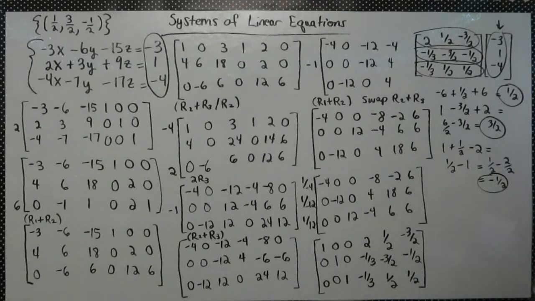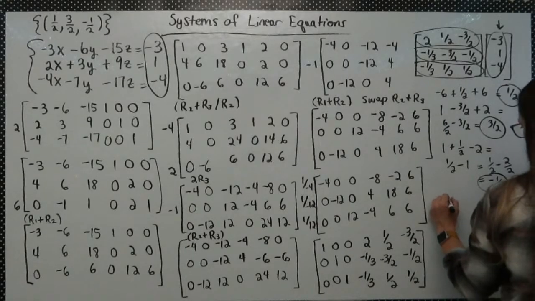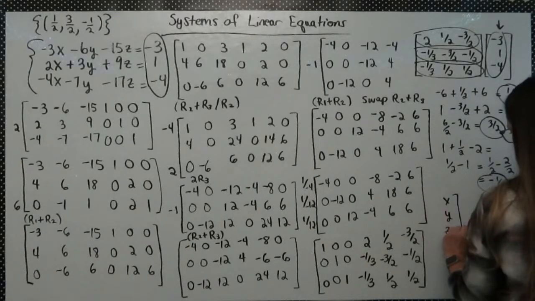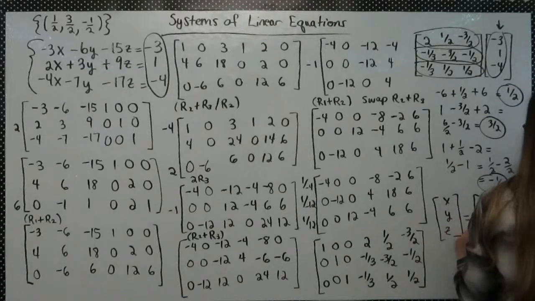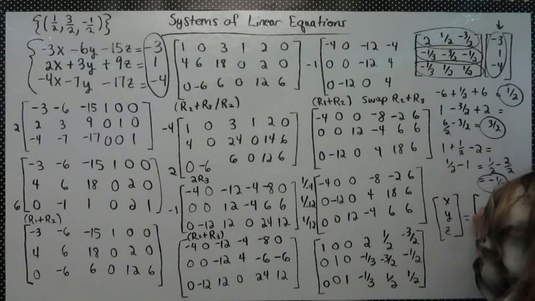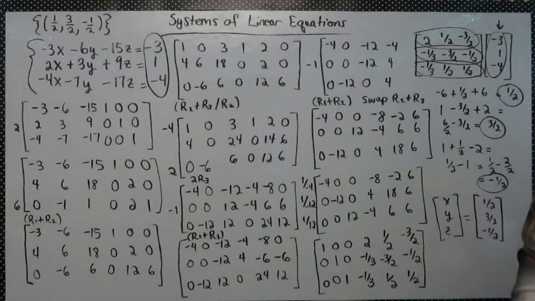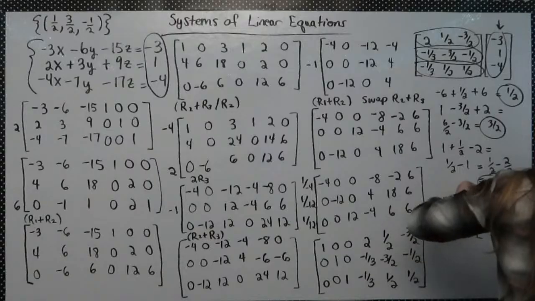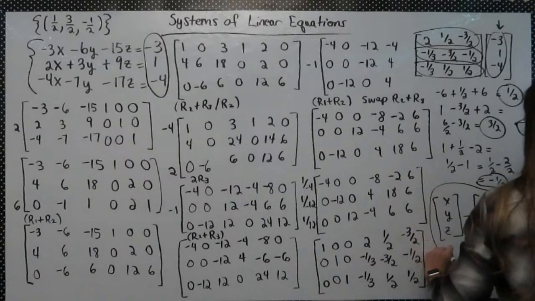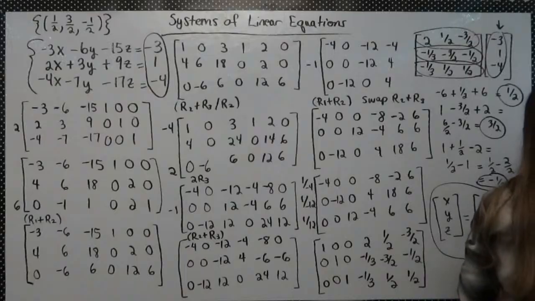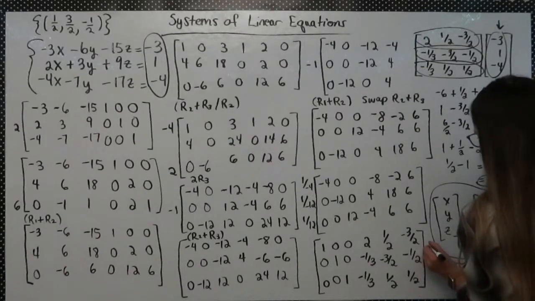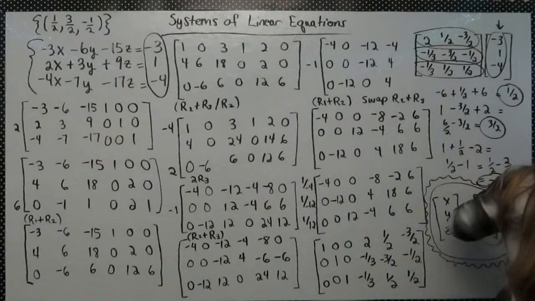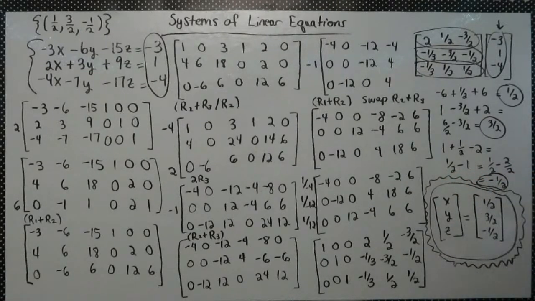Perfect. So then you would just write the resulting x, y, z equal 1/2, 3/2, and -1/2. Okay, we did it. All right. Good.